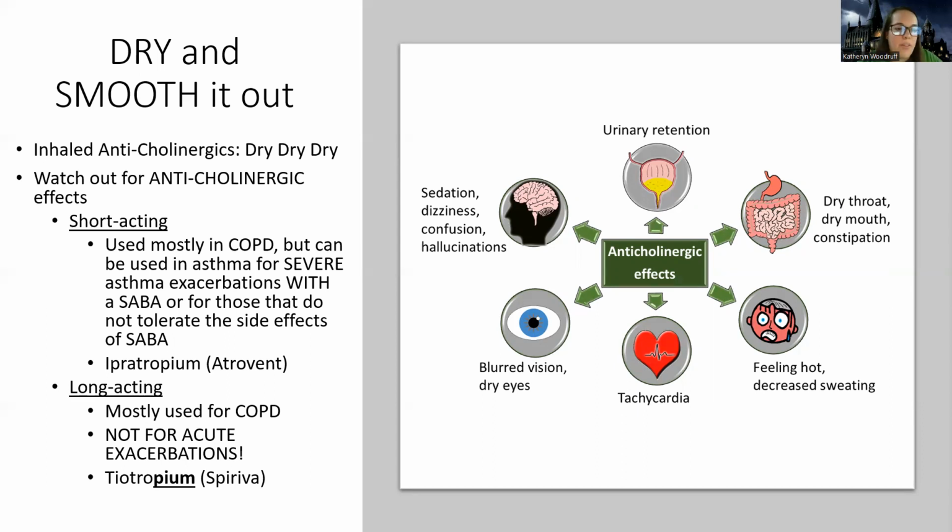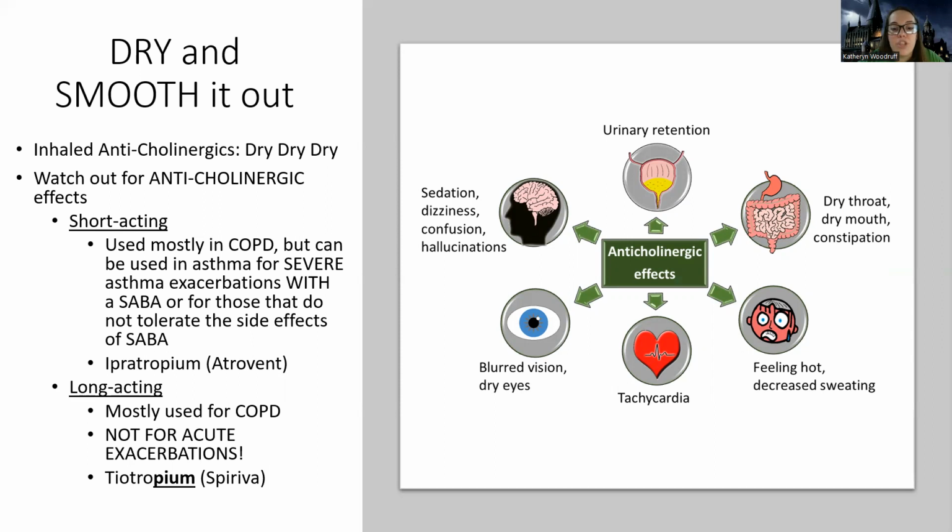I kind of talk about that there, but these are the tropiums, or you can say that they all end in PIUM as a way to remember them. The one thing is because these are anticholinergic, the anticholinergic can help, like I said, relax smooth muscles and dry up some secretions, but it also has a lot of side effects. There are some serious ones, like it can cause sedation. The big scary one that we usually talk about is urinary retention.